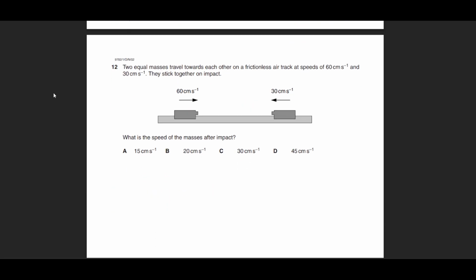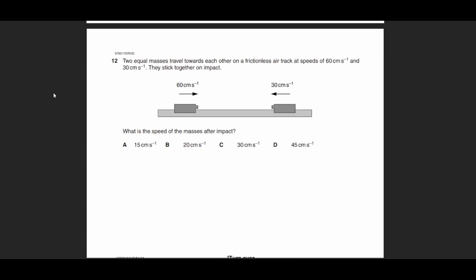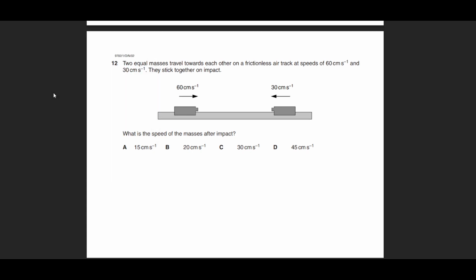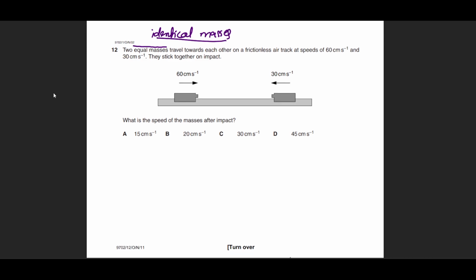Now, let's move towards a simple question that involves conservation of momentum. It says that these two objects are moving towards each other. One thing that students generally ignore in such questions is when it says that they are equal masses. Another word used for this situation is identical masses. And one more thing, it says that they stick together on impact. This gives me a 100% hint that this is going to be an inelastic collision, right? So let's solve that system.